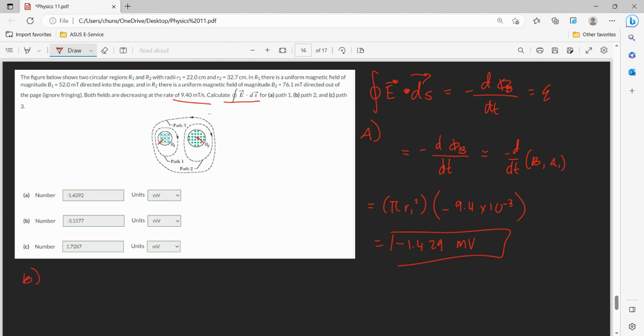Okay, same thing's going to happen for B. It's equal to the electric field times our area, and our new area is now R2 squared, and we still have the same rate of change. So in this case, we have as our answer 0.327 squared times pi times 9.4 times 10 to the negative 3, and this is negative 3.1577 times 10 to the negative 3 volts.